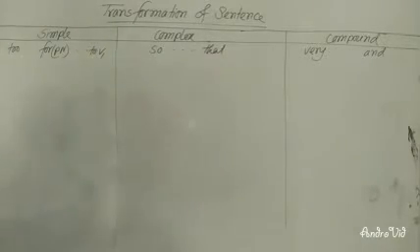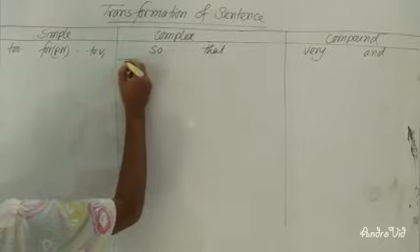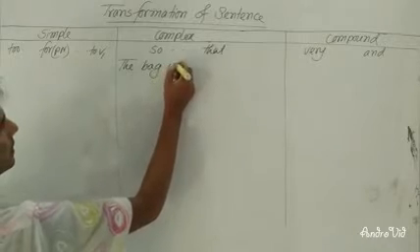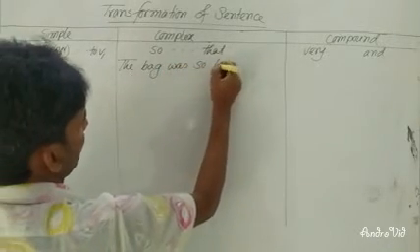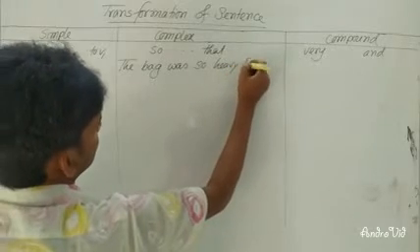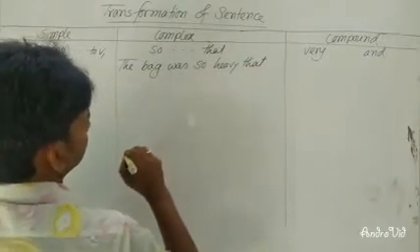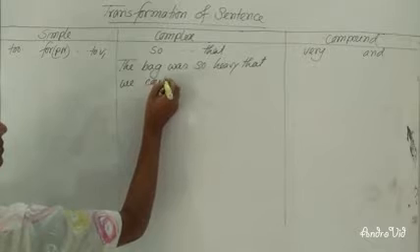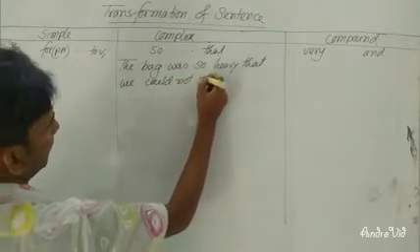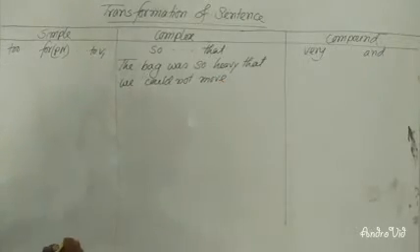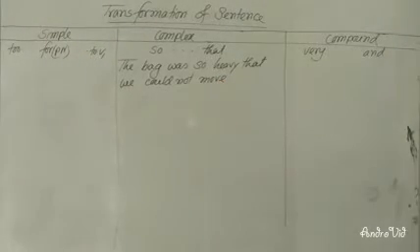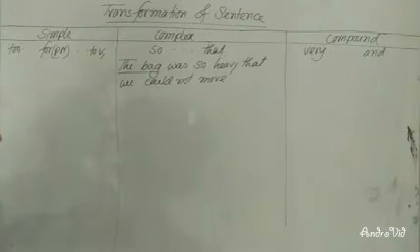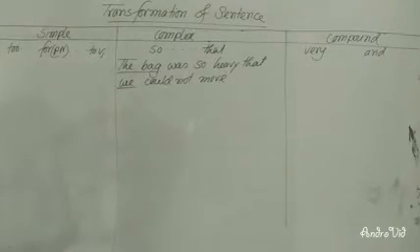Here I'm going to write a sentence. The bag was so heavy that we could not move. Dear learners, you can see here that the bag was so heavy that we could not move. Bag is a subject and we is another subject in another clause.